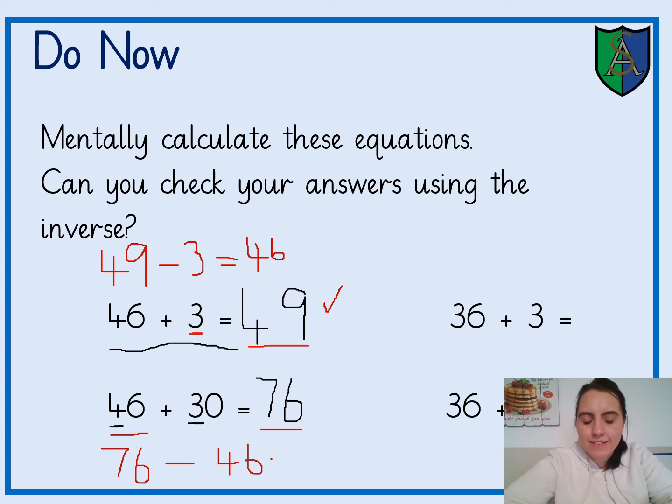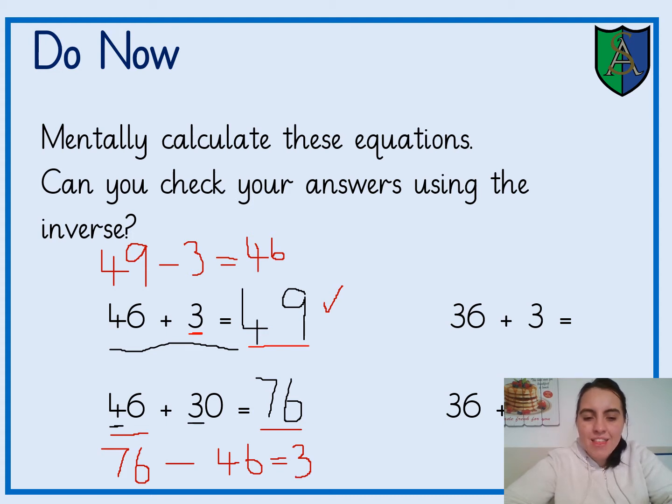Okay, so let's have a look if I get the answer of 30, because if I do get the answer of 30, that will mean that my answer earlier, the 76, would be correct. So let's have a look. 76 take away 46, well, I'm going to take away my tens first. So if I know 7 take away 4, then I know 70 take away 40. So 7 take away 4 is equal to 3. So 70 take away 40 is equal to 30.